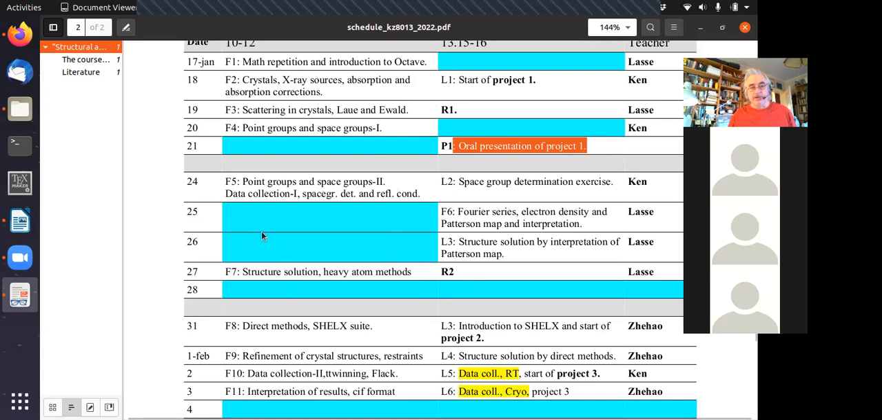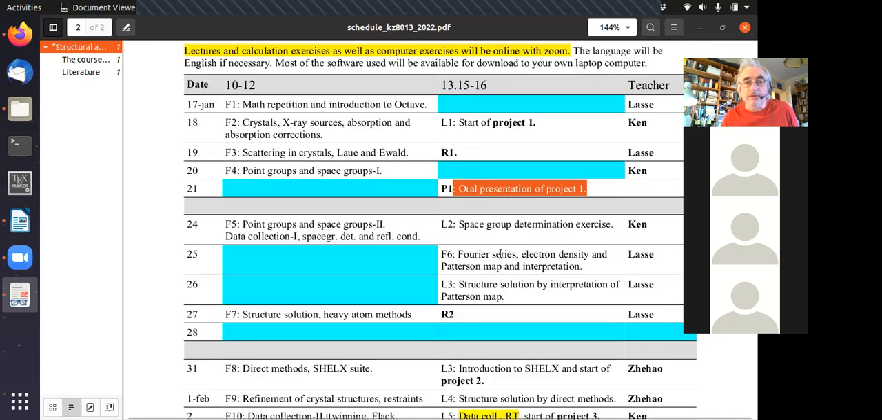The blue parts of the schedule here is self-study time. Why is it blue here before lunch? That's because I have another course, so I can't be there. We have the lectures then in the afternoon. F is Swedish föreläsning, a lecture, and L is lab. So it's not a big difference between a lecture and a lab, because all of them is theoretically oriented. And so if we do a structural solution by the interpretation of Patterson map as a lab, maybe we speak about it in very similar terms in the lecture the day before.